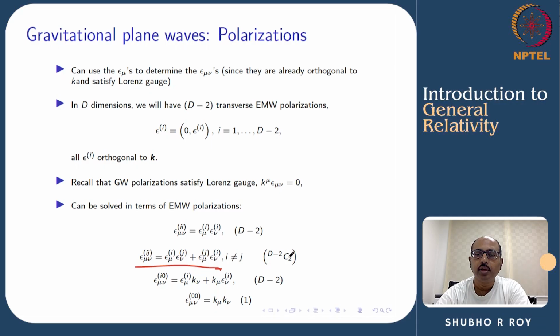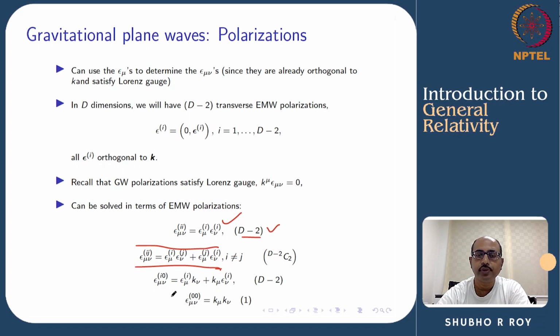And here in the parentheses, I've indicated the number of such polarization tensors. Because I can take D-2 different values, there are D-2 different polarizations in the first class. In the second class, I and J have to be different, and I and J each can take D-2 distinct values. Then the number of different such second class polarizations is D-2 choose 2, the binomial coefficient.